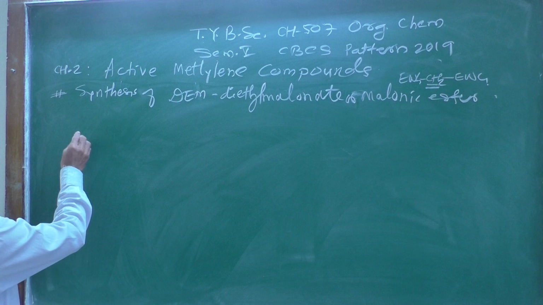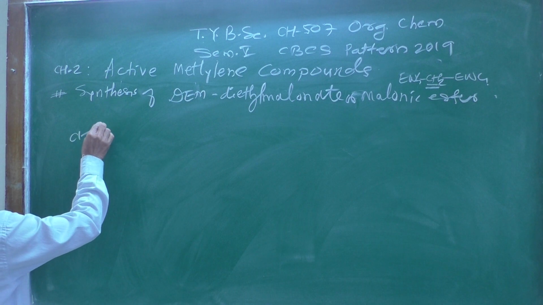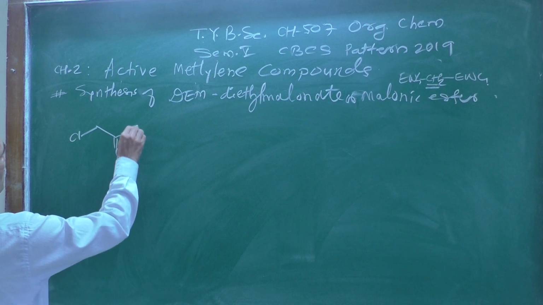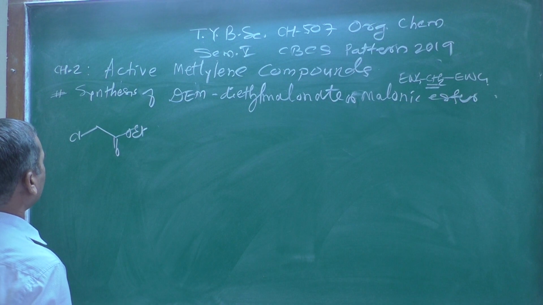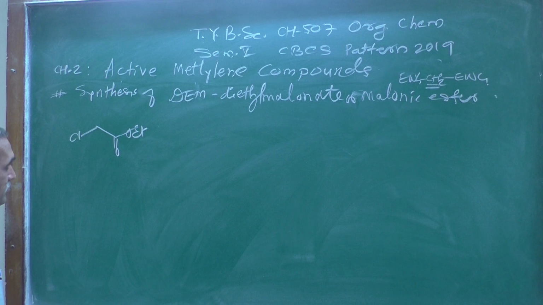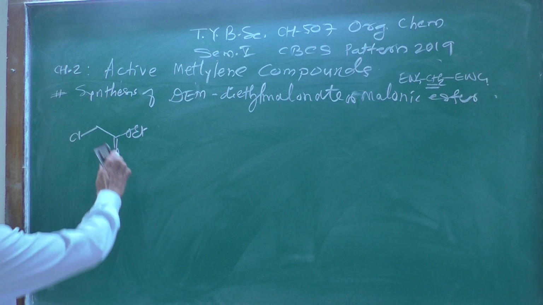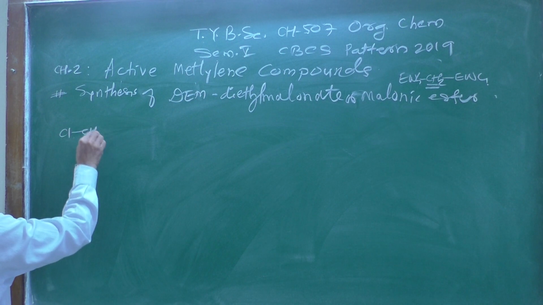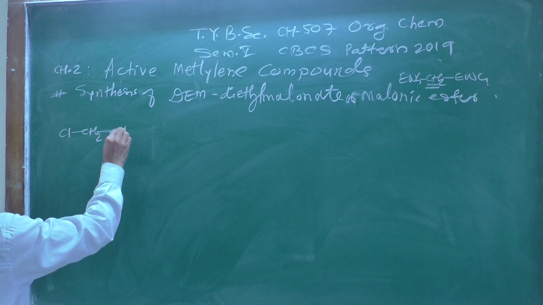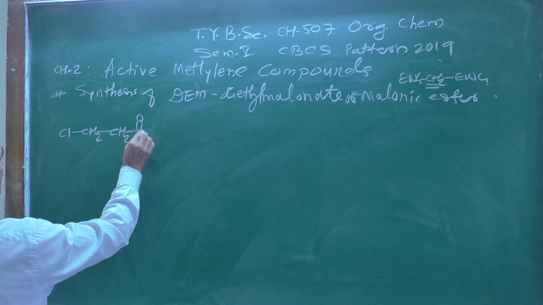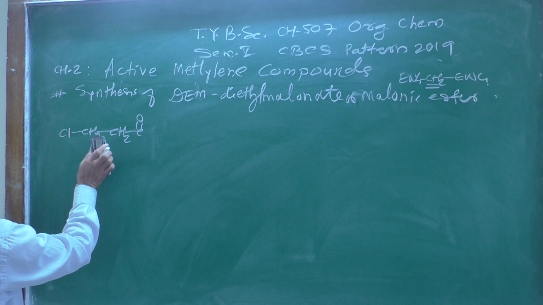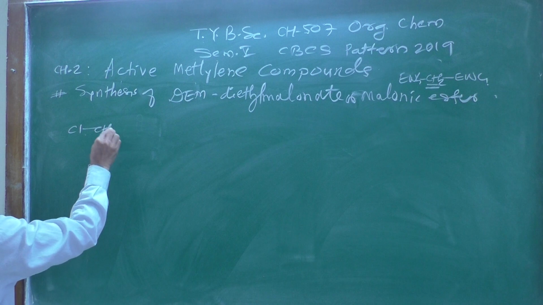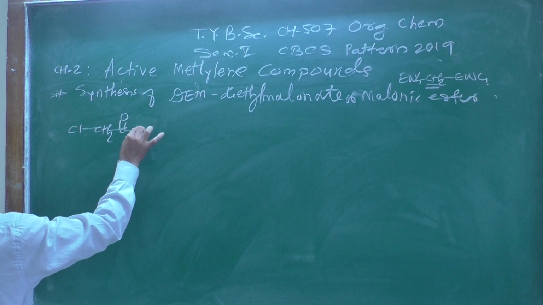So let us see here: Cl, then CH2, C double bond O, OEt. Let me draw it clearly here: Cl, then CH2, C double bond O, OEt.